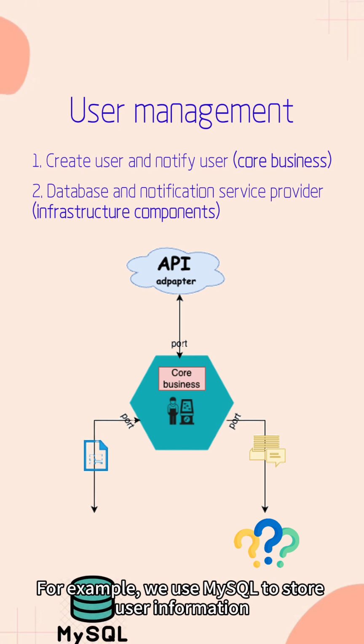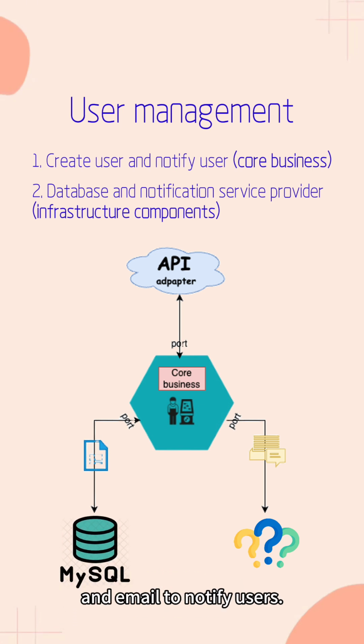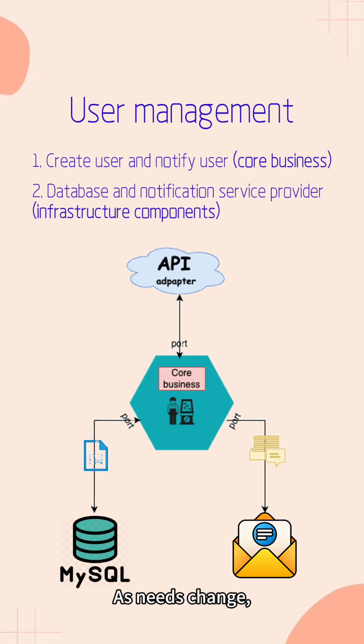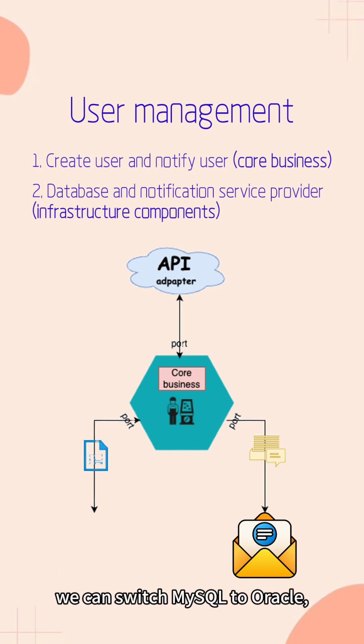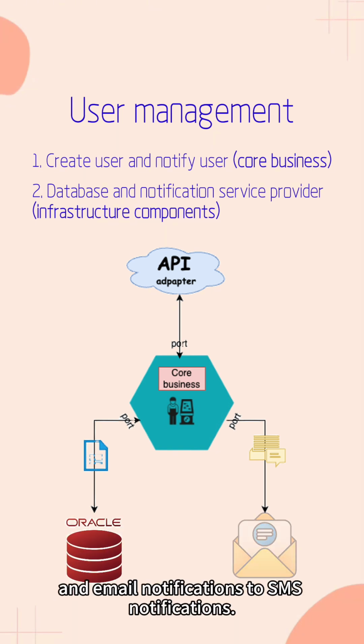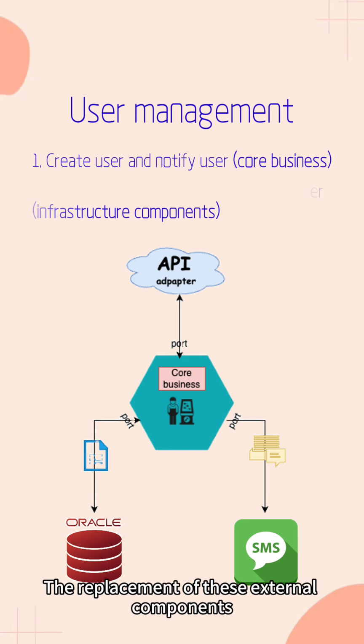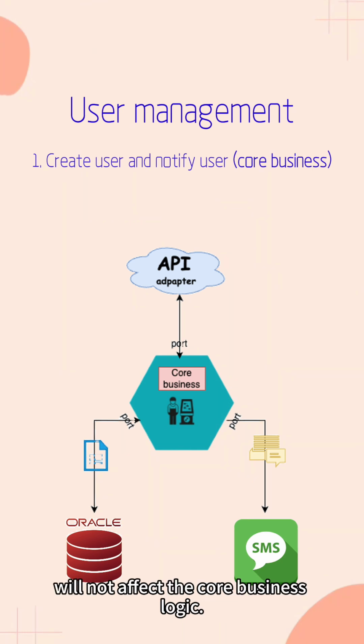For example, we use MySQL to store user information and email to notify users. As needs change, we can switch MySQL to Oracle and email notifications to SMS notifications. The replacement of these external components will not affect the core business logic.